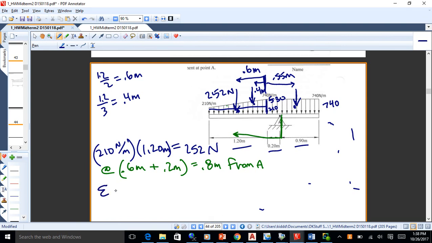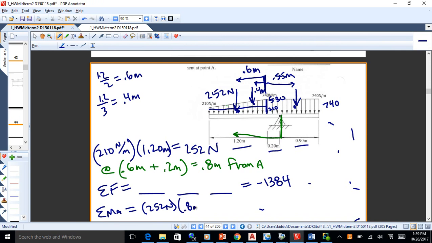So what you would do with this thing is sum the forces. And of course there'll be 3 of them. And when you do that, you should get negative 1384. Just add the 3 forces together. And then you'll sum moments about A. And again, you'll have 3 moments about A. You'll have, for instance, that 252 newtons times 0.8 meters. You'll have another one to add in, and then you'll have a last one to subtract. And just total all those together. And what you get will be positive 107.5. So that's 107.5 Newton meters.